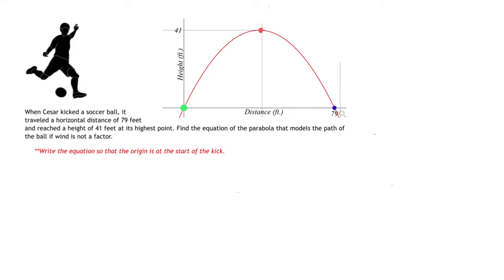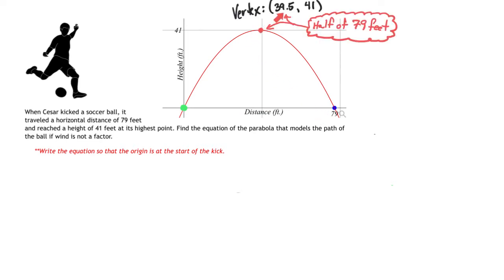Alright, this video is going to walk you through how to find the equation of a ball that's been kicked through the air that follows a parabolic path. What you need to know first about the problem is that when the ball starts and ends at the exact same height, then the vertex will always be found halfway between those points. So if I take 79 feet and cut it in half, I know my vertex dot will be right here at 39.5, comma 41. It also tells you in the word problem that it has a maximum height of 41.